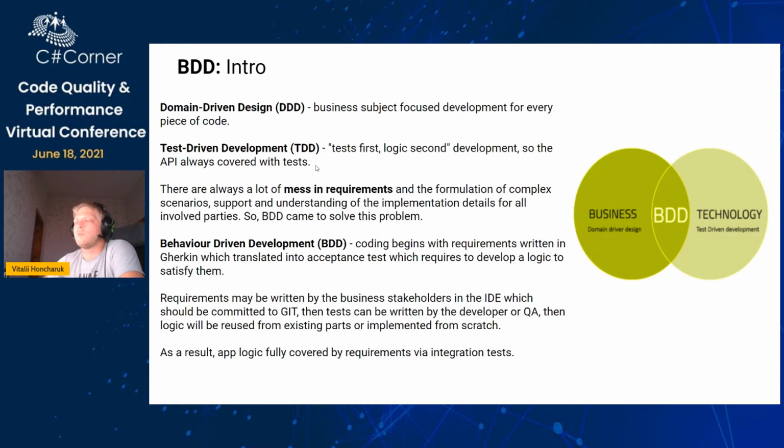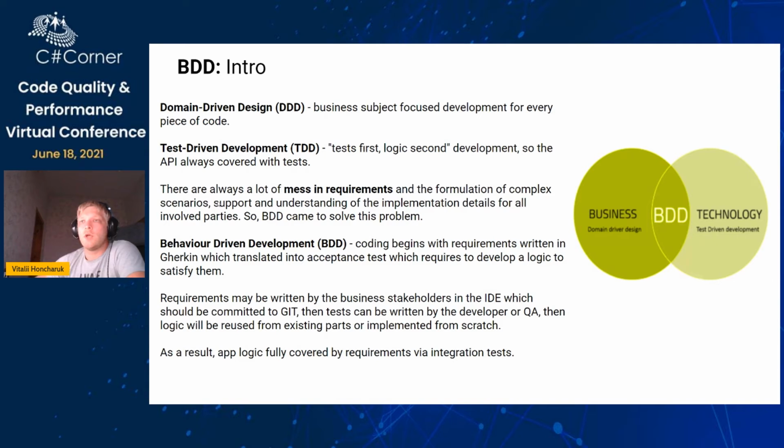So API always, or different code abstractions covered with tests. And there are common things that probably all of you already know, but if we go a little bit back, there was always a lot of mess in requirements, in the formulation of complex scenarios, and in support and understanding of the implementation details for all involved parties. So BDD came to solve this problem. Behavior-driven development is when coding begins with the requirements written in Gherkin syntax, which are translated into acceptance tests, which require developing logic to satisfy them.